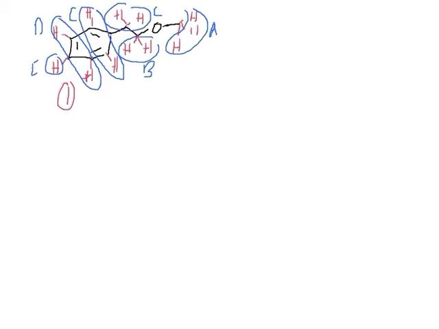Alright, so how many do we have here? I have my count 1, 2, 3, 4, 5, 6. So there's 6 types of H's. So we'd expect 6 peaks.